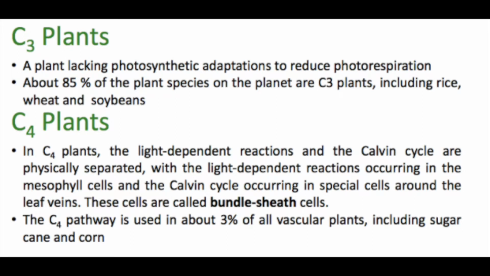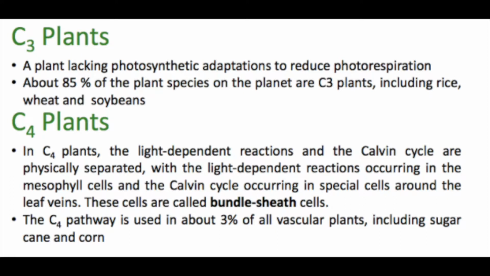C3, C4, CAM plants. C3 plants. C3 plants are lacking photosynthetic adaptations to reduce photorespiration. About 85% of the plant species on the planet are C3 plants, including rice, wheat, soybeans, and trees.